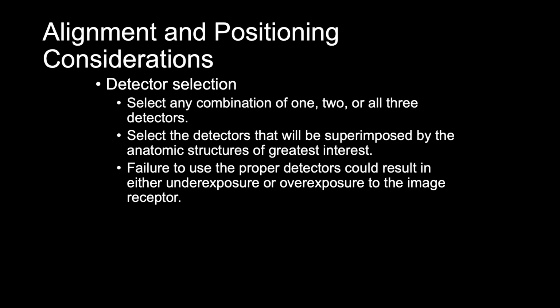Typically, the detector that receives the greatest amount of exposure has a greater effect on the total exposure. Measuring radiation that passes through the anatomic area of interest is important. The general guideline is to select the detectors that will be superimposed by the anatomic structures of greater interest that need to be visualized on the radiographic image. Failure to use the proper detectors could result in either underexposure or overexposure to the image receptor.